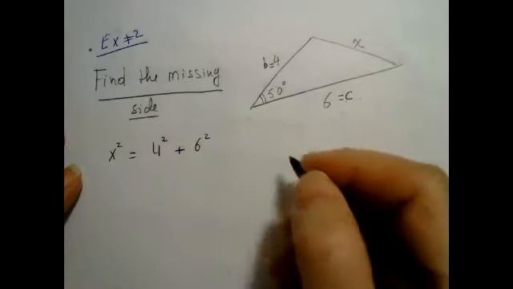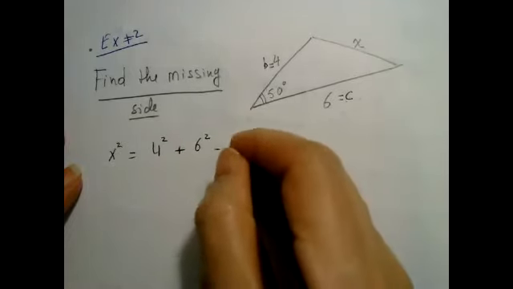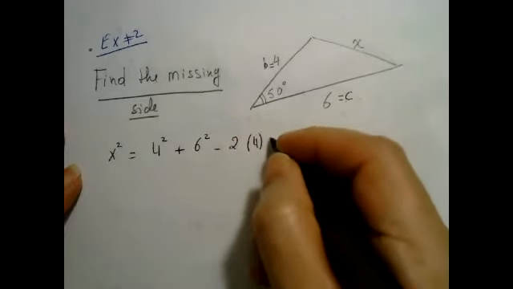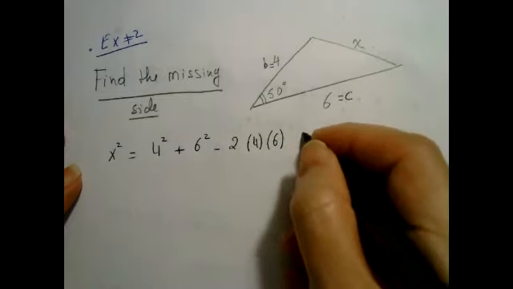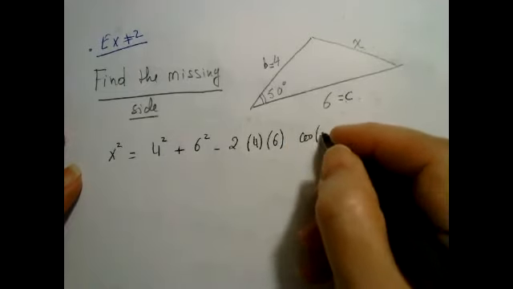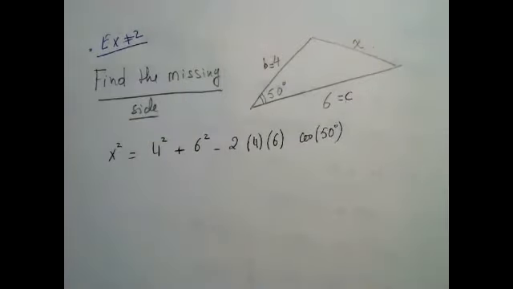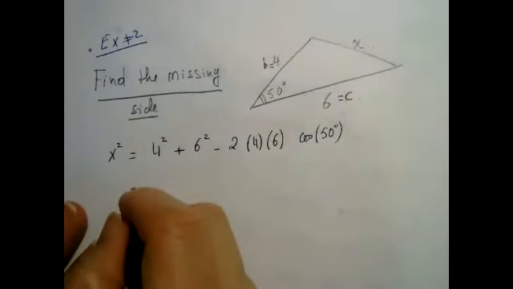plus 6 squared, minus 2 in parentheses 4, and then a 6 in parentheses, cos A or cos X. Cosine. Yes, I know. Don't use cos, okay? Cosine. Do it correctly. Very good. All right, that's the setup.